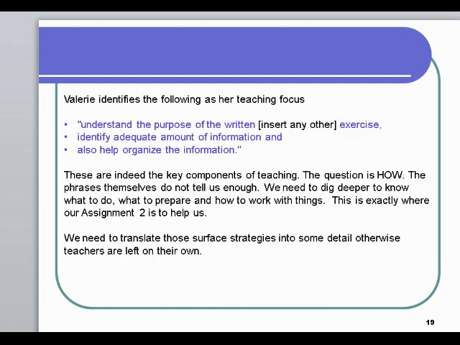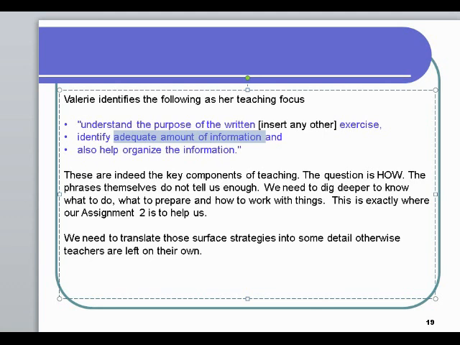Now, the focus of this planning part of this lecture. Valerie, I can't remember Valerie's surname, but in activity 1 of this unit, she wrote the following words, that she identifies the following foci of her teaching, which is to understand the purpose of a written exercise, for example, identify the adequate amount of information that should go in, and also help organize this information. This is exactly what we're doing in our assignment 1 and assignment 2 when planning a unit of work.